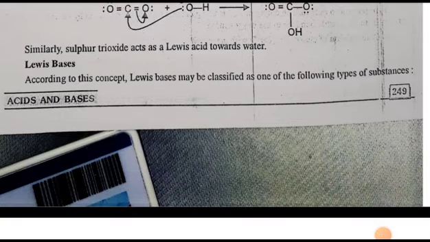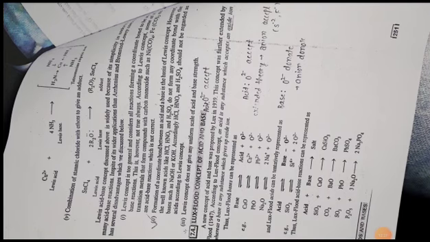Lewis base. According to this concept, a Lewis base may be classified as one of the following types of substance. Combination of stannic chloride with ethers to give an adduct. The Lewis acid-base concept discussed above is widely used because of its simplicity in understanding many acid-base reactions.